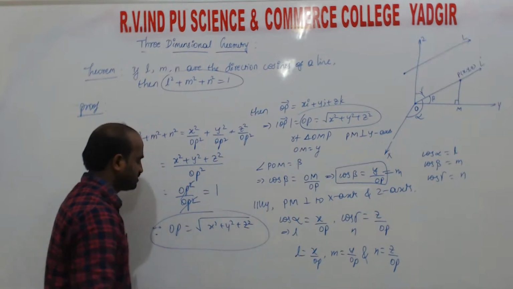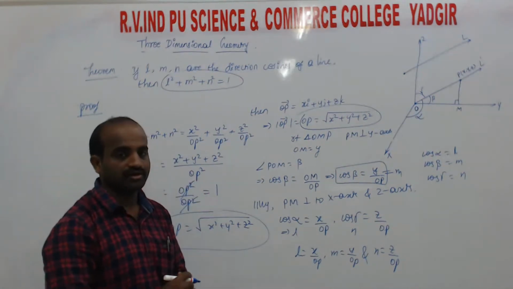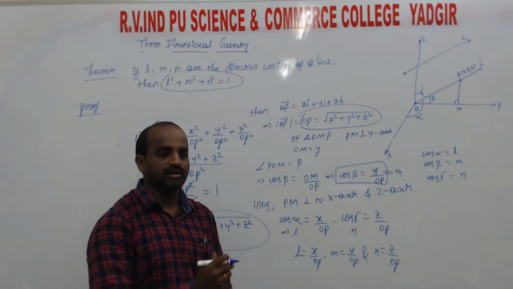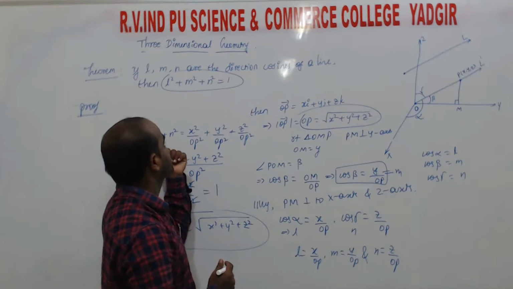This is the condition: l square plus m square plus n square is equal to 1, or cos square alpha plus cos square beta plus cos square gamma is equal to 1. It is very important.